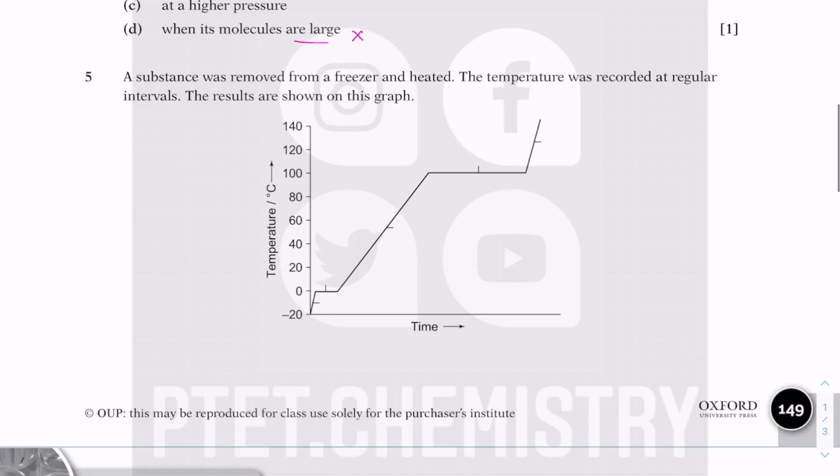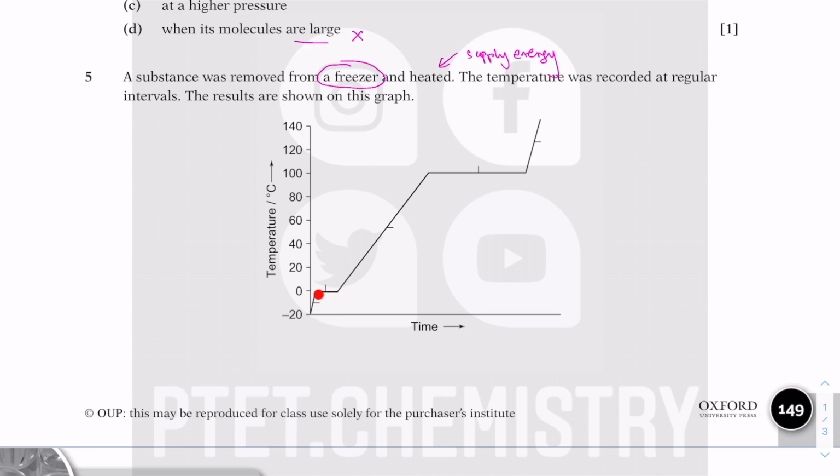Question 5. A substance was removed from a freezer. So a freezer freezes something, so this is a solid there. And then you heat it up, so you need to supply energy there. And because you are supplying heat energy, that's why the temperature slowly increases.